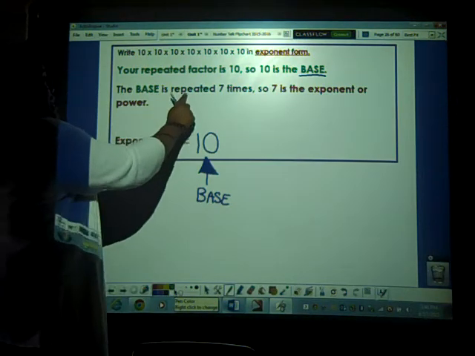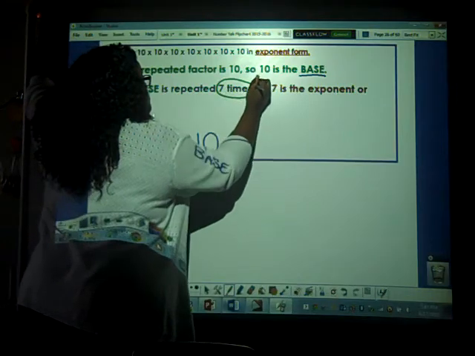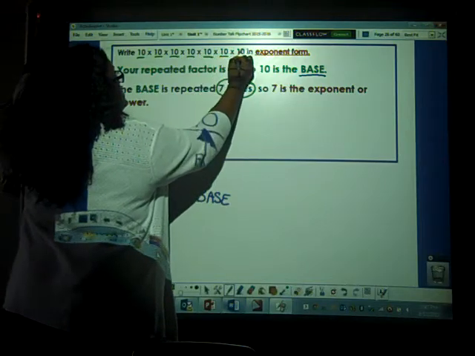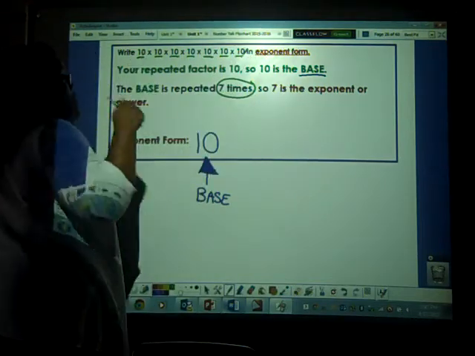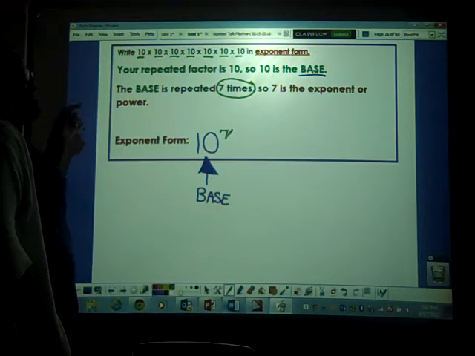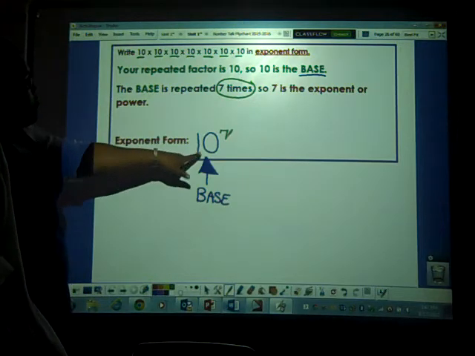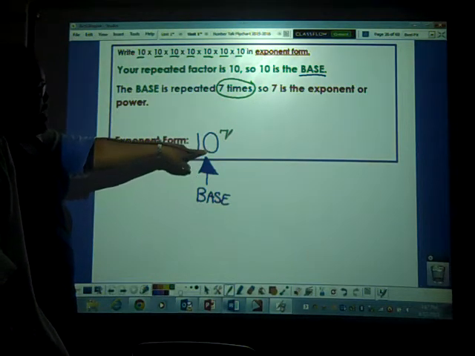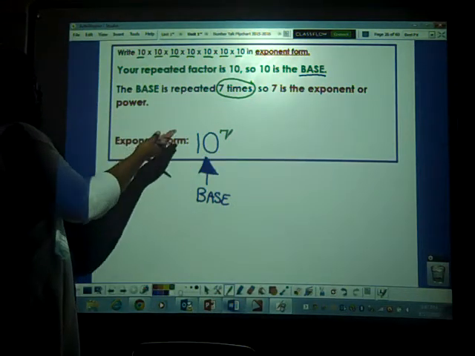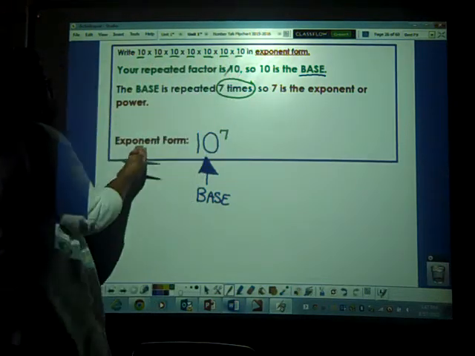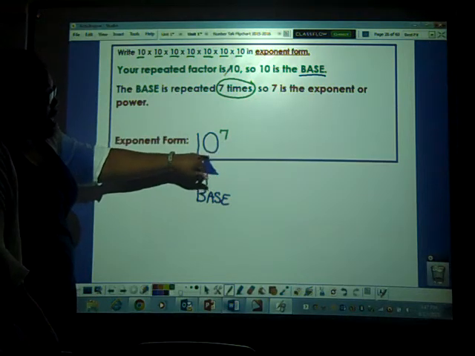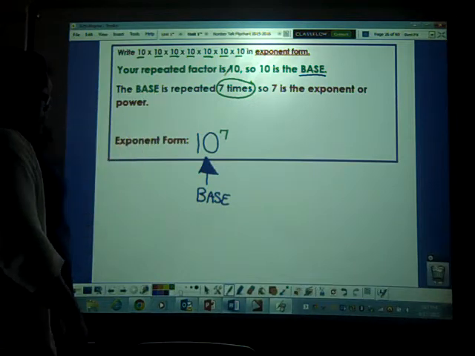Well, the base is being repeated how many times? 7 times. Count them. 1, 2, 3, 4, 5, 6, 7. My base is being repeated 7 times. So I'm going to write 7 as my power or my exponent. So in exponent form, this right here is my base 10. 10 is being repeated 7 times. So this is what I will look for if I ask you guys to write from expanded form to exponent form. I should see your exponent. Your exponent is telling me how many times that base is being repeated by itself.